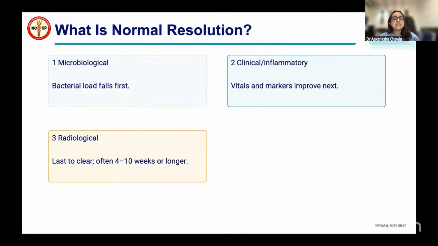Radiology, remember, is last to clear, and sometimes it takes 4 to 10 weeks or even longer. So don't just depend upon the radiology alone. And if the patient is getting better, continue, and stop your treatment once the symptoms have resolved. No need to treat the X-ray alone.